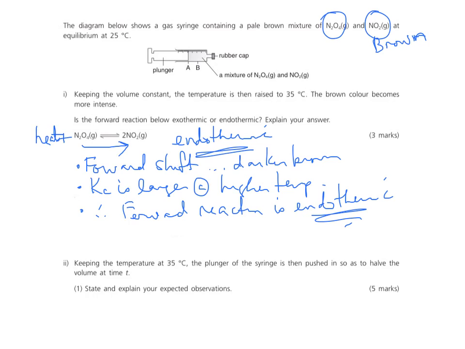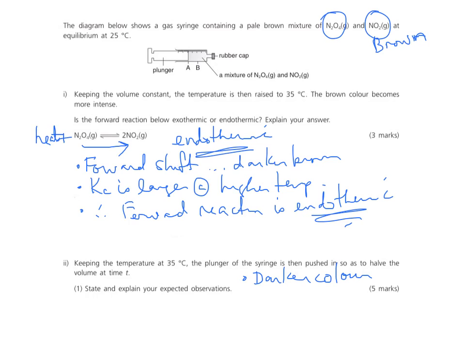Keeping the temperature at 35 degrees, the plunger is pushed in to halve the volume. What would we expect to see? Well, if we halved the volume, if we squeezed the gas into a smaller volume, the first thing we should note is that it will get darker. It's going to get darker not because of an equilibrium effect, but simply because we're squeezing the brown gas into a smaller volume. It becomes more concentrated.